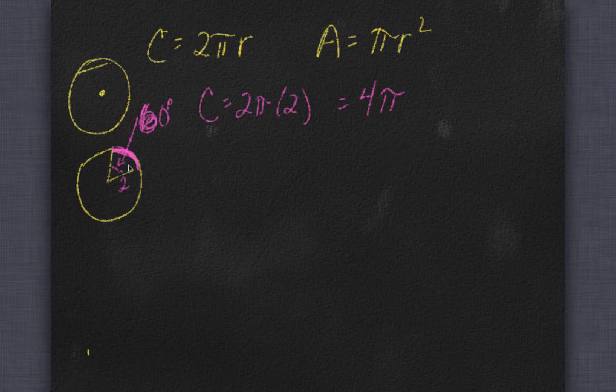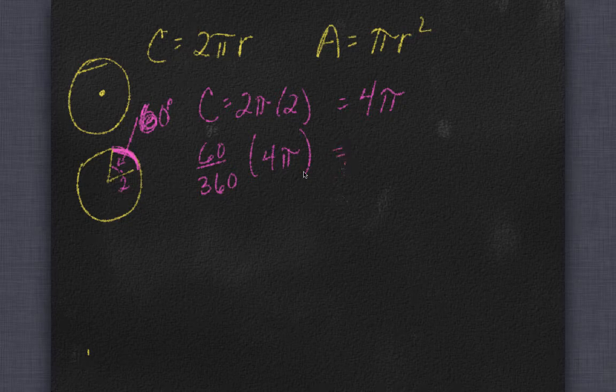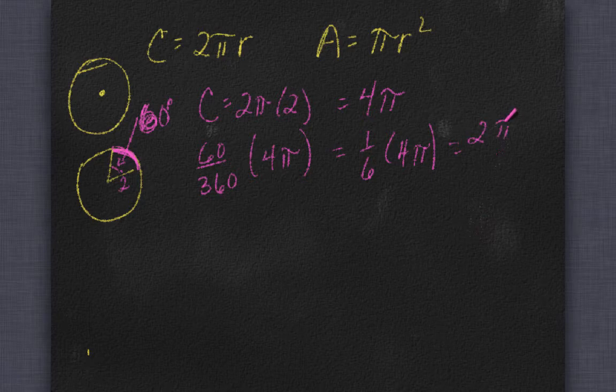But I don't have all of the circumference. So I have 60 over 360 of the whole circumference. So 60 divided by 360 times the circumference. So then I get 1/6 times 4 pi, so 2 over 3 pi.